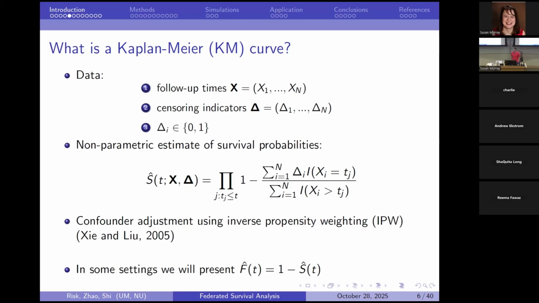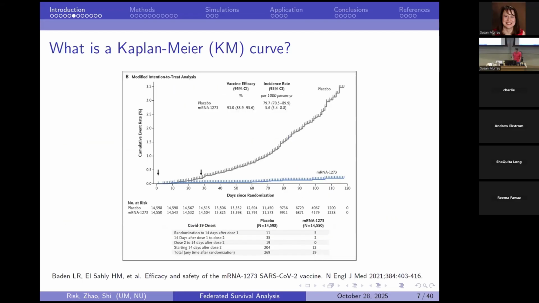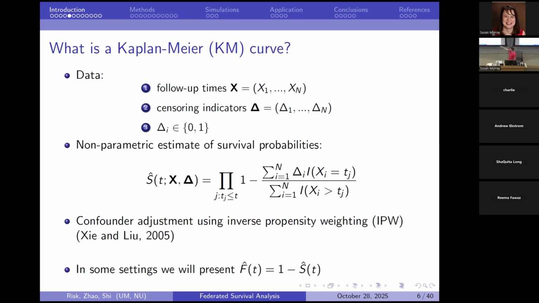We also have confounder adjustment in this model, generally using inverse propensity weighting. So first, we're going to fit a propensity score model. We're going to use that to weight the individuals, and that's going to allow us to adjust for any sort of confounding factors. The last thing I would mention is that in some settings, we would present the cumulative incidence, which is 1 minus the estimated survival probability. So for example, a Kaplan-Meier curve, this is actually presenting the cumulative incidence, so f hat of t, which is just 1 minus the Kaplan-Meier estimator.